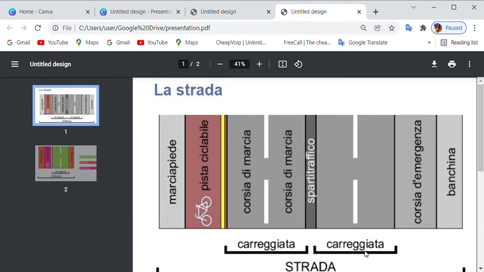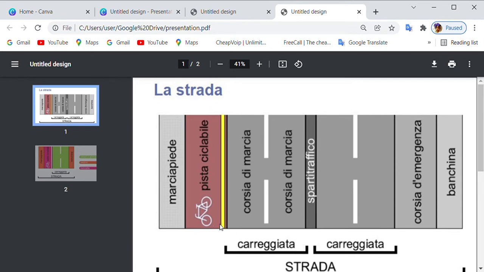1, 2. This road now, if they ask you how many carreggiate are in this particular strada, you will say 2, because you have corsia 1, 2, 3, 4. So each carreggiata is made up of 2 corsie. 1, 2 make 1 carreggiata. 1, 2 make 1 carreggiata, making 2 carreggiate.